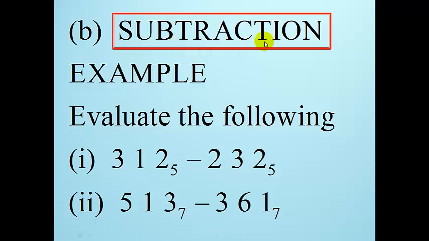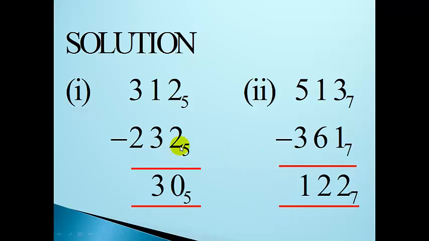Now let's look at subtraction. Evaluate the following: I. 312 base 5 minus 232 base 5. II. 513 base 7 minus 361 base 7. Now let's look at the solution. This is subtraction of number bases.